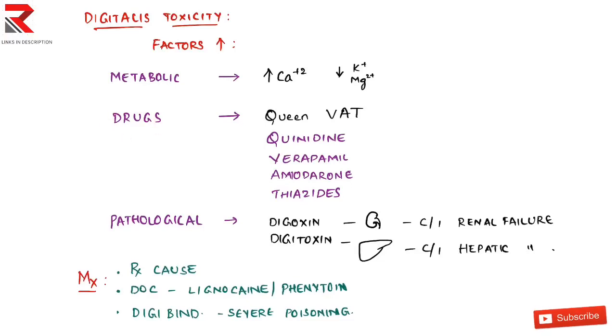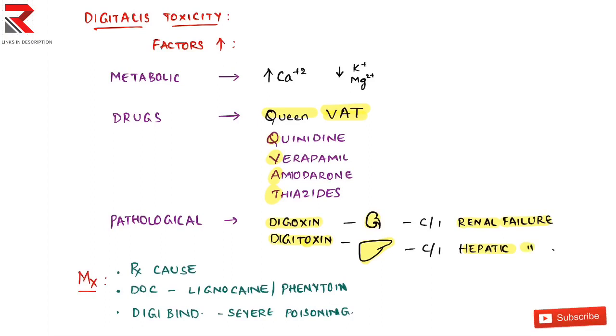The drugs which are associated with this toxicity you can remember by the word QUVAT: Q for quinidine, V for verapamil, A for amiodarone, T for thiazides. In the pathological variant, I already said we have two types in the digitalis group: digoxin and digitoxin. Digoxin is excreted through the kidney, digitoxin is excreted through the liver. So this is contraindicated in renal failure and it is contraindicated in hepatic failure.